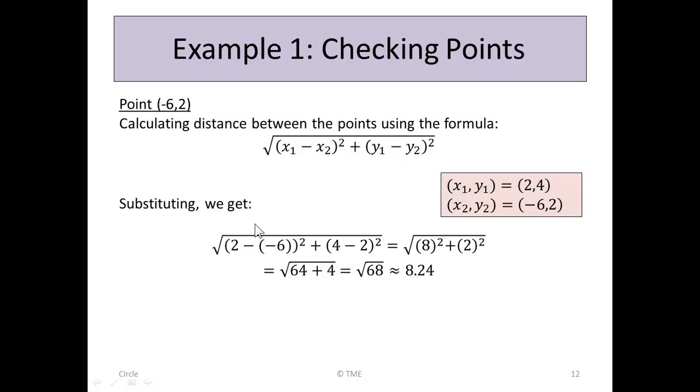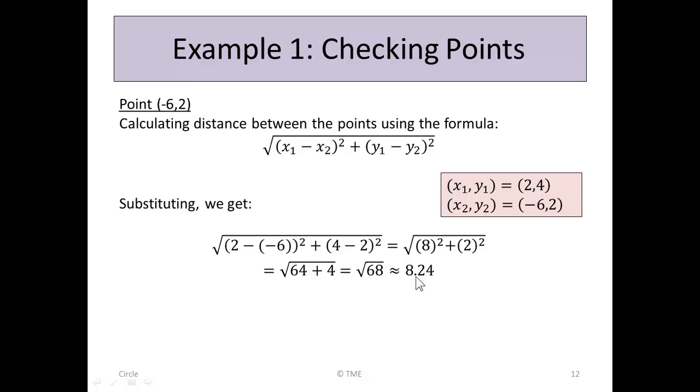So substituting, we get x1 is 2, but x2 is minus 6. y1 is 4, and y2 is 2. So 2 minus minus 6, that's 8, that's squared. 4 minus 2, that's 2 squared. So we get 8 squared plus 2 squared, or 64 plus 4, or the square root of 68. Now the square root of 68 is approximately 8.24.